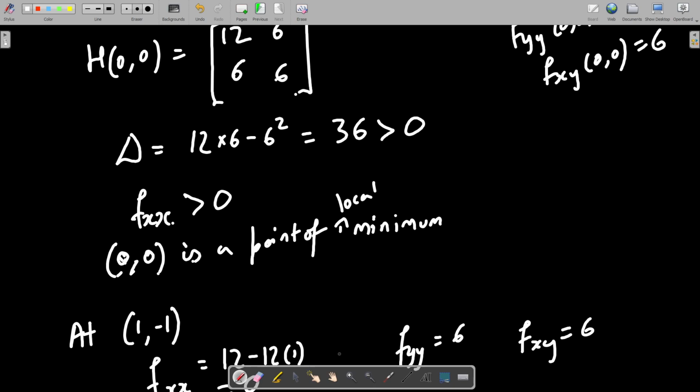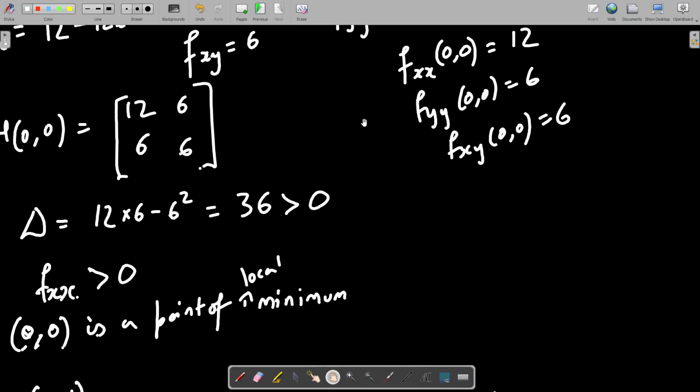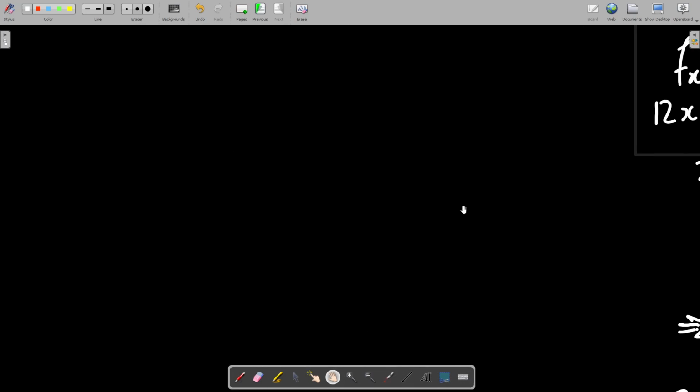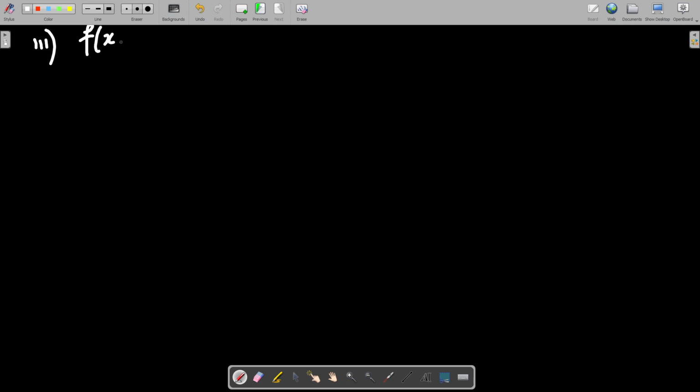Okay, so moving on to the next problem. In this way. So the third one, which is actually the third one in the book also. So 1 to 3, f(x, y) equals x square minus y square.